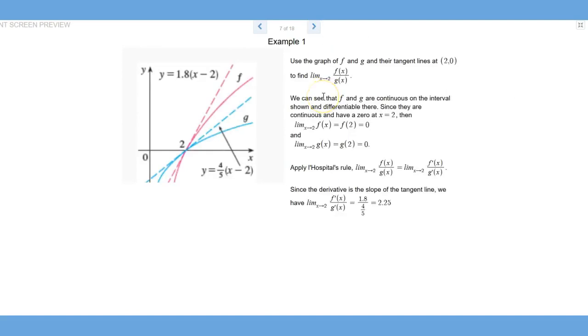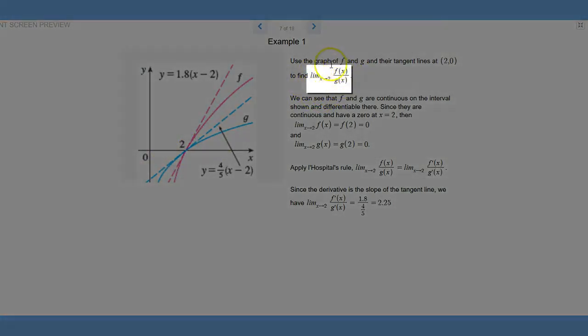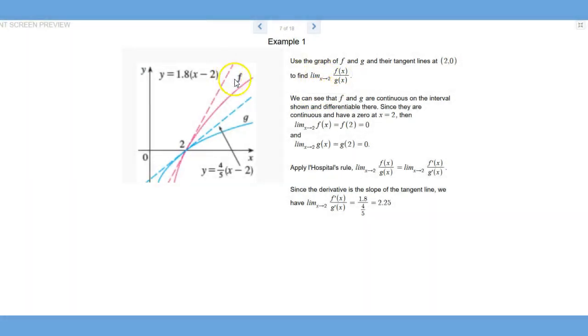So here's an example from the text. Use the graph of f and g and their tangent lines at the point 2, 0 to find this limit. I don't know what f is. I don't know what g is. I know what their tangent lines are. Those are the dashed lines here in the graph.